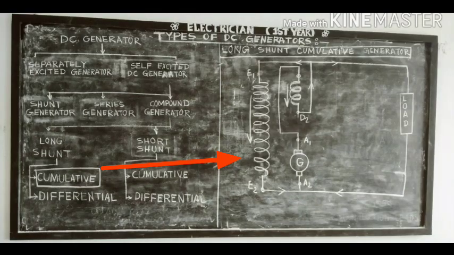Here shown the circuit diagram of long shunt cumulative compound generator. In it, the currents of series field and shunt field winding are flowing in the same direction. The magnetizing force of shunt and series field ampere turns are cumulative. That is, they both tend to set up flux in the air gap in the same direction.